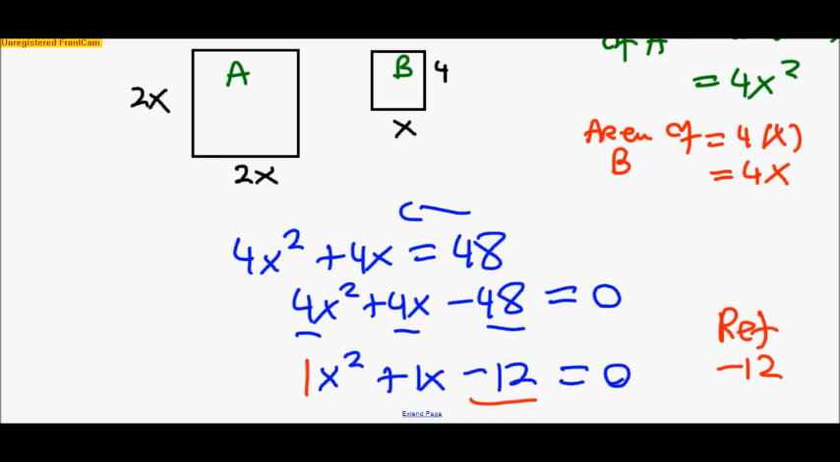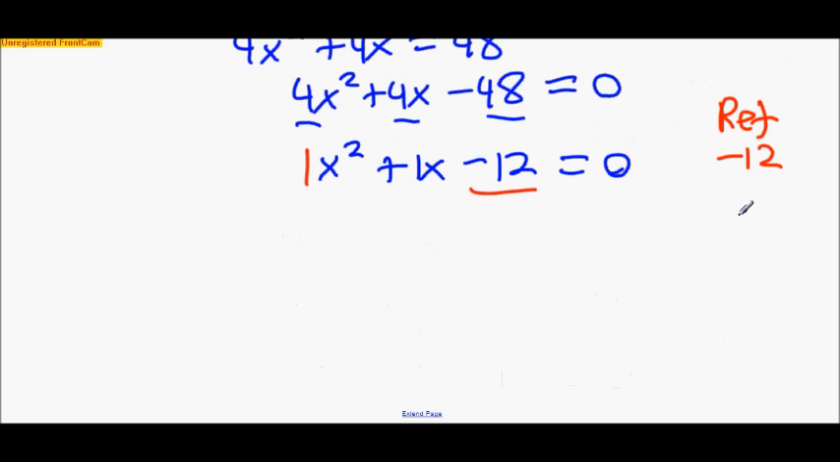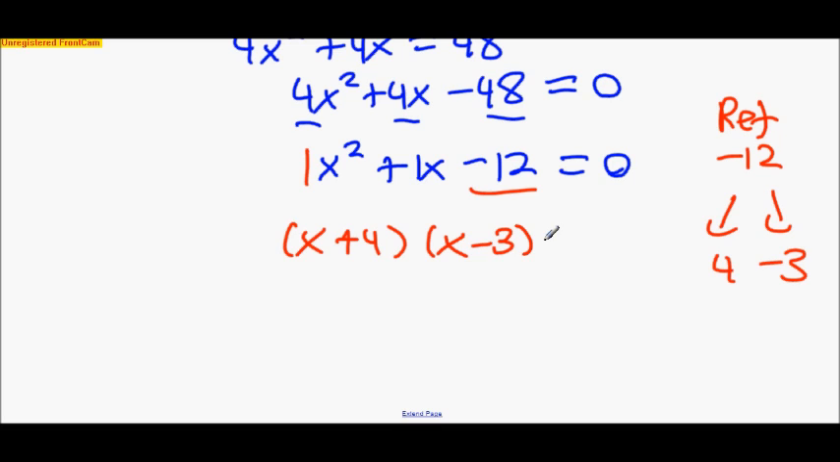So what we're going to get here is two numbers that multiply together to give you minus 12, but add together to give you plus 1. So that's going to be 4 and minus 3. So we're going to get x plus 4, x minus 3 equals 0.